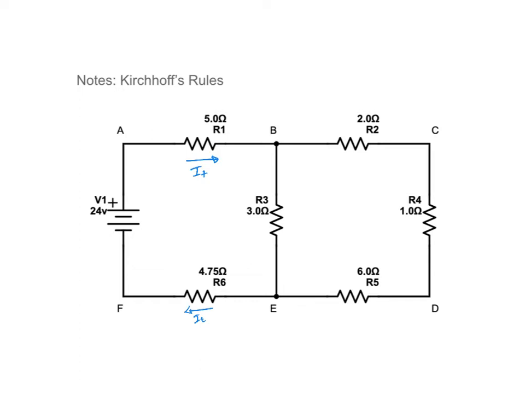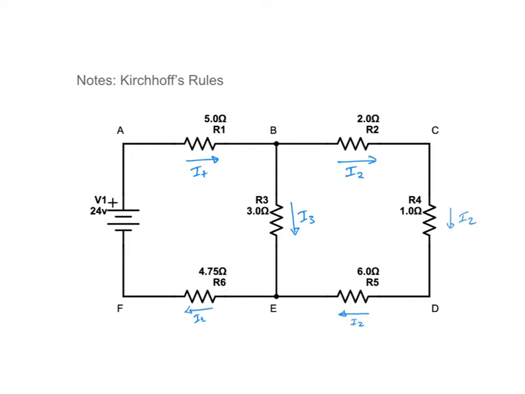Next, just to help me remember, I'm going to label the current going through the 3 ohm resistor as I3, and the current going through the other branch as I2, because it goes through the first resistor, which is a 2 ohm resistor. This will help me keep track of which current goes where. It's also important to note that the current through the 6 ohm resistor and the 4 ohm resistor is the same as current 2, because they're in series.